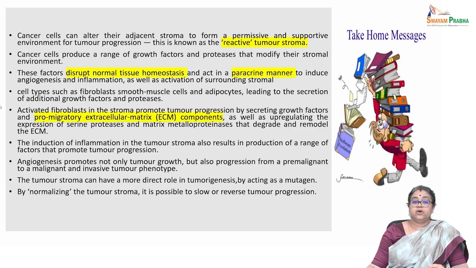Angiogenesis promotes not only the tumor growth, but also progression from a pre-malignant stage to a malignant stage or to an invasive tumor phenotype. So, this neoangiogenesis is a very important area of therapeutic targeting. The tumor stroma can have a more direct role in tumorigenesis by acting as a mutagen. By normalizing the tumor stroma, it is possible to slow or to reverse tumor progression.